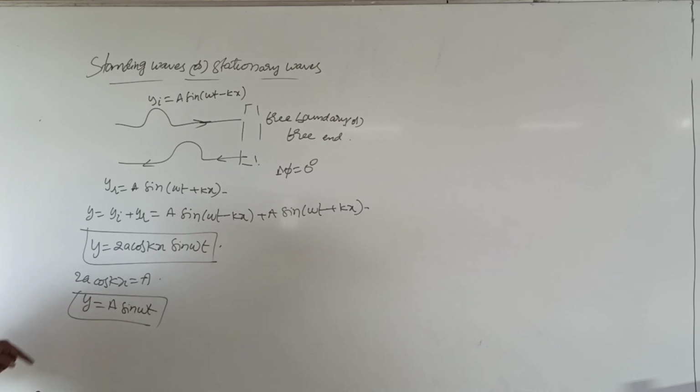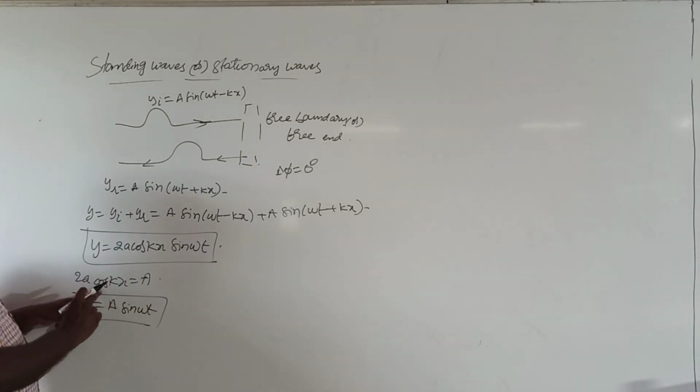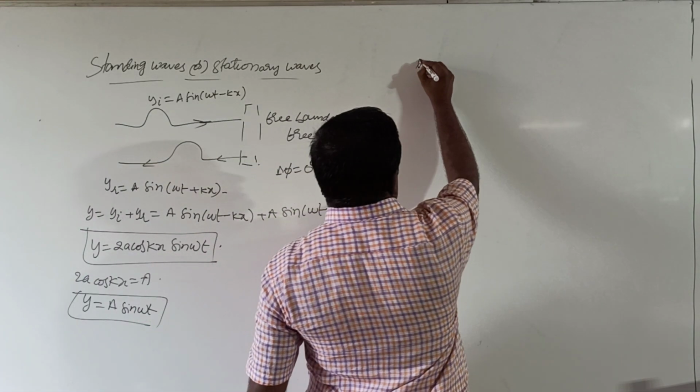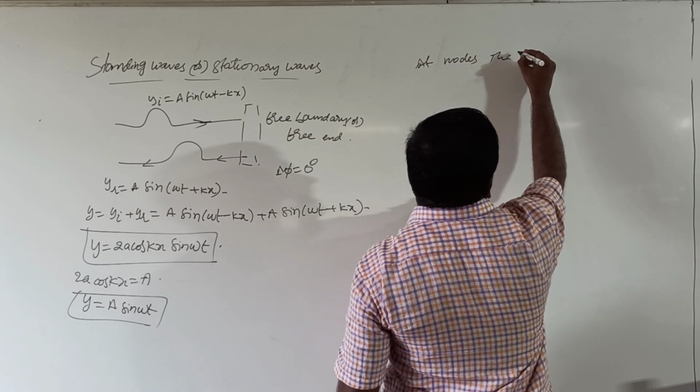Here also the formation of nodes and antinodes depends upon the cos kx. At nodes, the amplitude is minima.